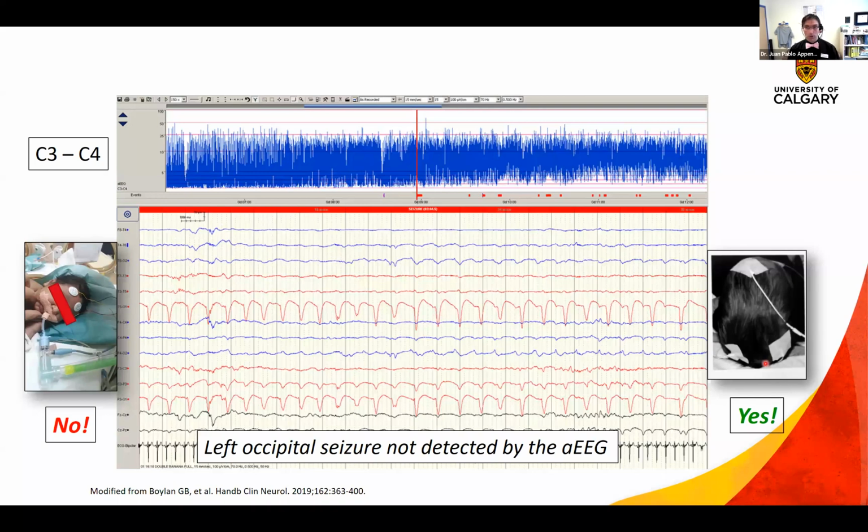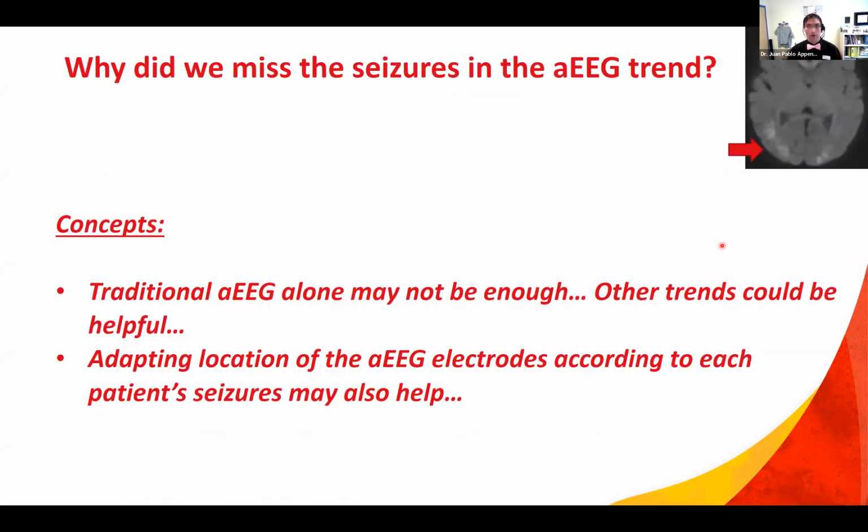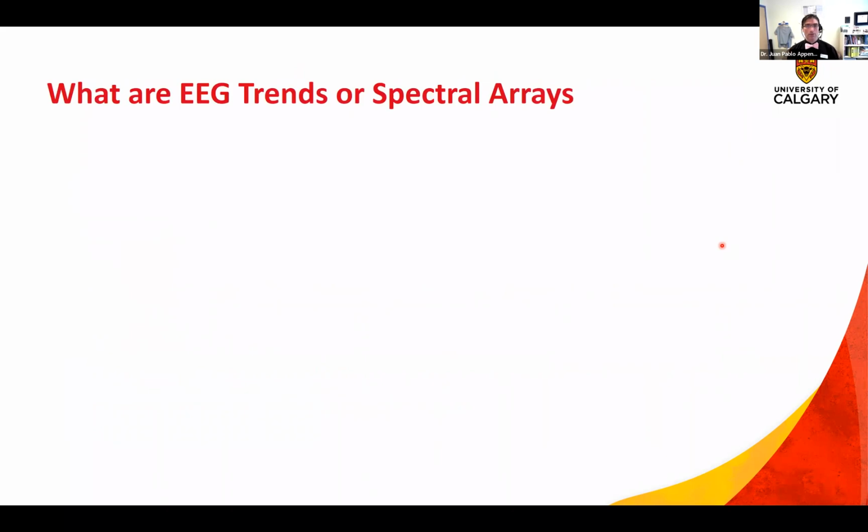Now, if we put it more posterior than the central head region, we will very likely see them because our eyes are in the regions where the seizures are coming. Therefore, a concept: traditional aEEG alone may not be enough. Other trends could be helpful. Adapting the location of the EEG electrodes according to each patient's seizure may also help. So, very important concepts for us to use the trends.